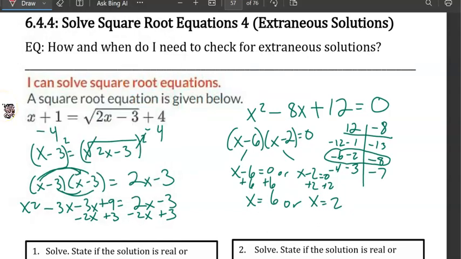You want to check for extraneous solutions when there is an x on the outside of the root. You only need to check for extraneous solutions where there's an x on the outside of that square root. Otherwise, you won't need to check for those. Let's check when x is 6. So plug in 6 into the original equation to see if it's true or not.